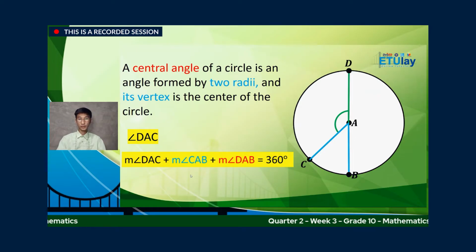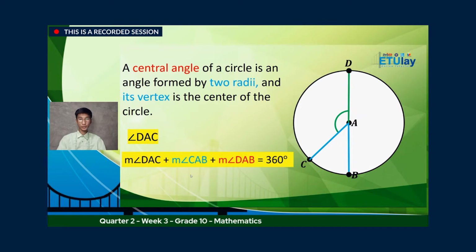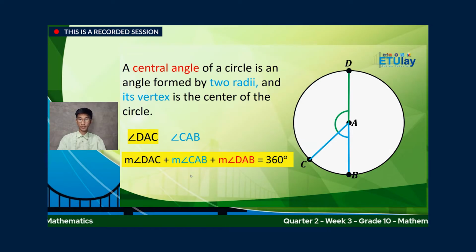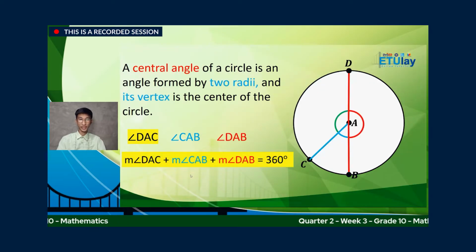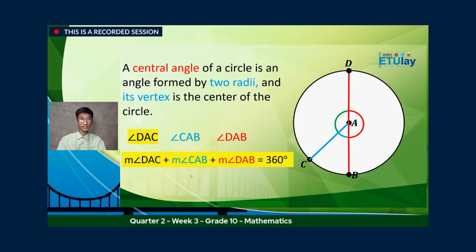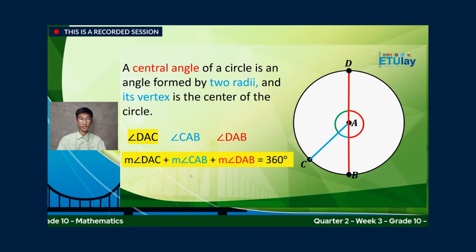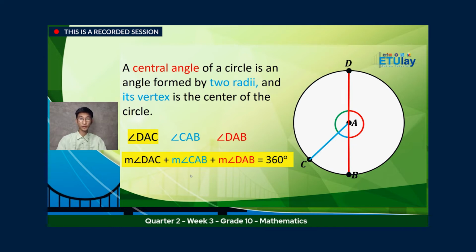Next, we have line segment AB and line segment CA, that is also a radius, and the angle formed by the two radii is angle CAB, and angle CAB is also a central angle. And we have also angle DAB, that is also a central angle. And take note, when we add the measurement of angle DAC, the measurement of angle CAB and the measurement of angle DAB, their sum is 360 degrees, or one complete rotation.